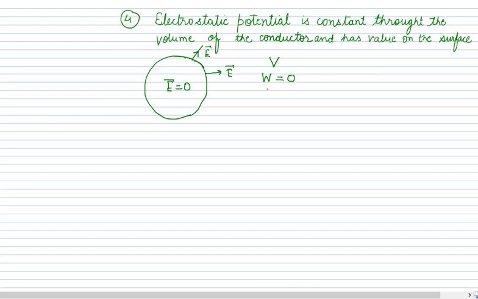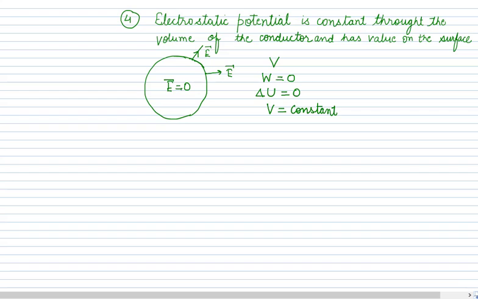And if the work done is 0, that means the potential energy difference is always 0. Potential energy difference is 0, that means the electrostatic potential is constant. So that is the way we can say that the electrostatic potential is constant throughout the volume of the conductor. You can move through the volume of the conductor, but there is no work needed to be done. Electrostatic potential remains constant between any 2 points within the volume of any conductor.